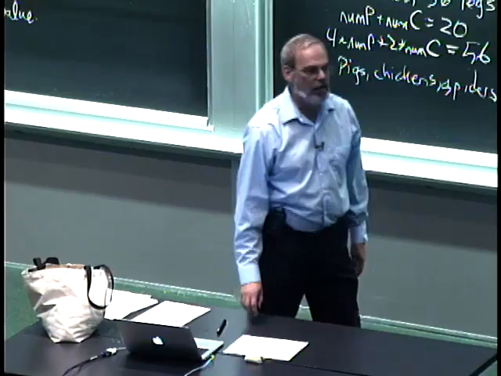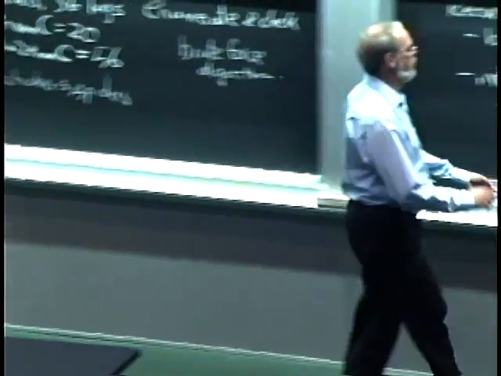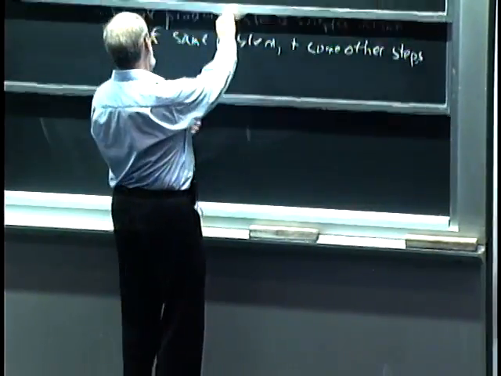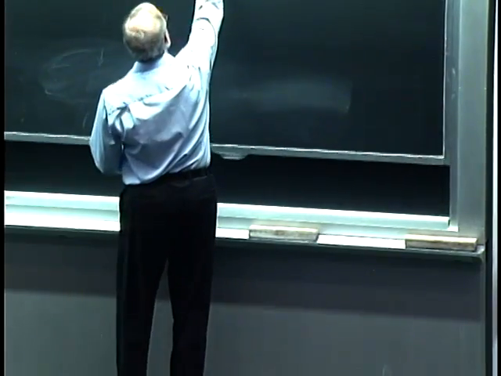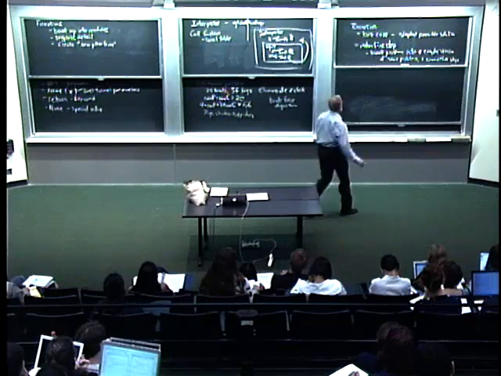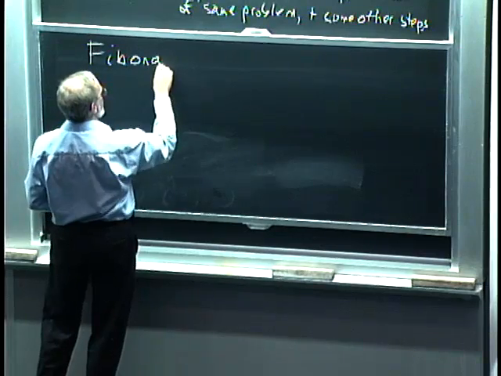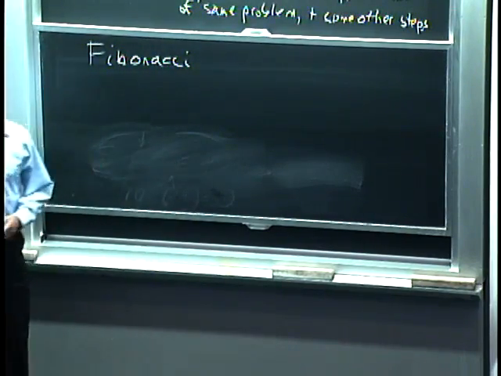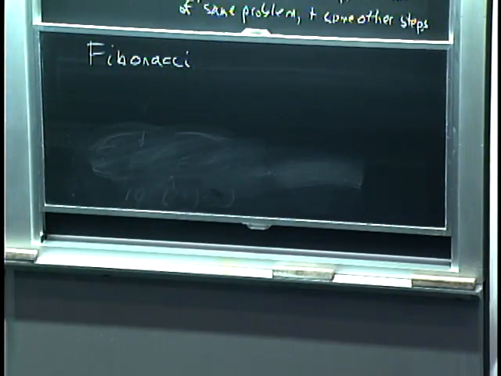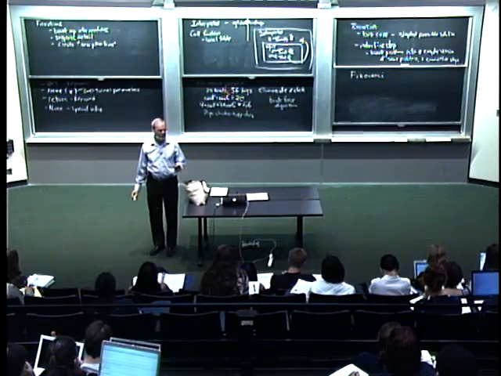This is a classic example of using recursion, dating from the 1200s, and is due to Fibonacci. Anybody know the history of what Fibonacci was trying to do? Fibonacci, which actually is son of Bonacci, the name of his father, who was apparently a very friendly guy. Anybody know, first of all, what a Fibonacci number is?